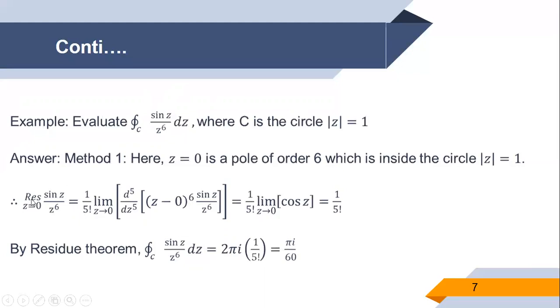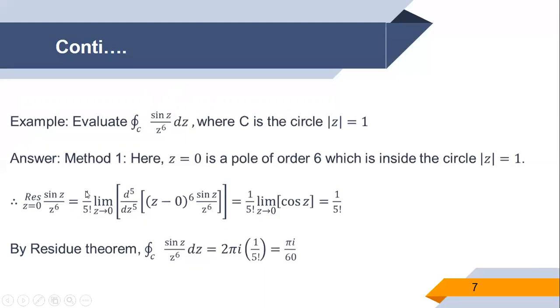There are two ways for evaluating this integration. One way, obviously, we discussed in the previous example. So method 1: here z is equal to 0 is a pole of order 6, which is inside the circle mod of z is equal to 1, because z is equal to 0 is obviously inside the circle. Now we find the residue at z is equal to 0 of this function.